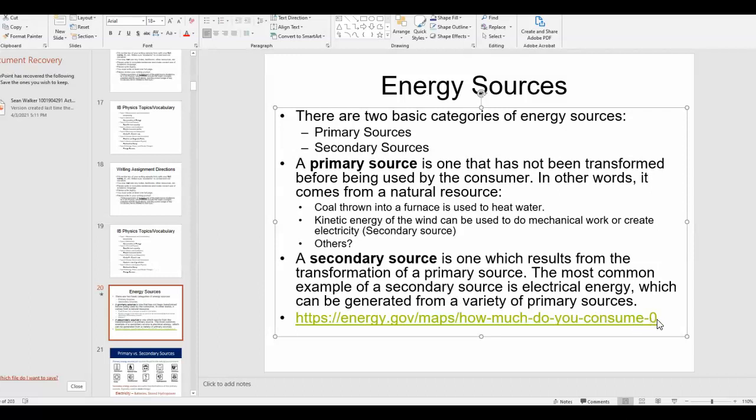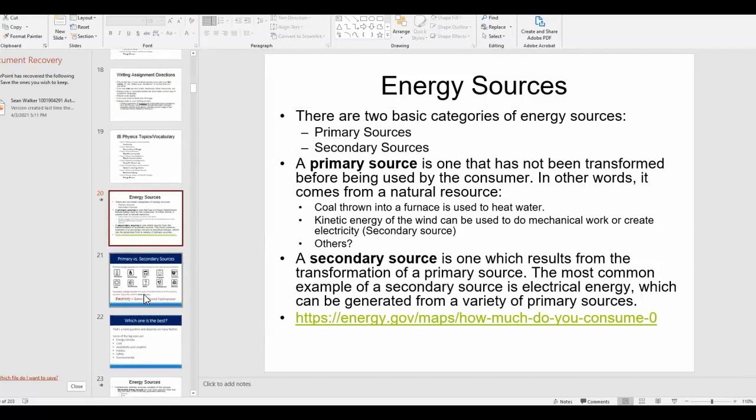I'm going to share a link with you, and it's a fun little website just to see how much energy you use on average in a year. You might be surprised by how much energy Texans use. When you go to this link, you can select the state you live in, and if you select Texas, it's a fun visual of how much energy the average person uses in one year.